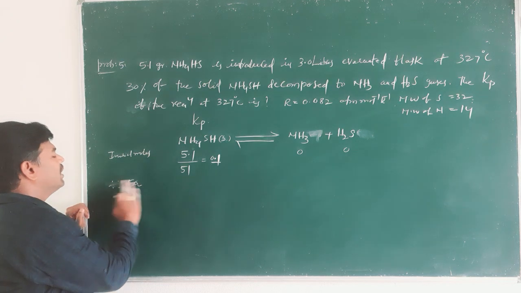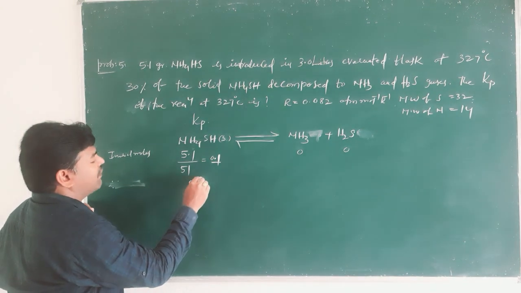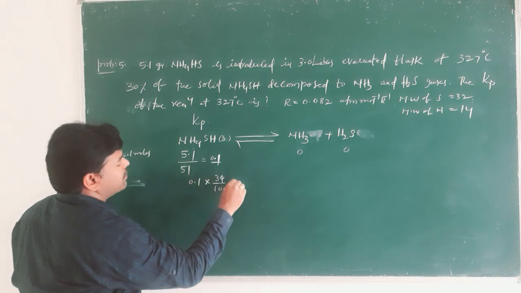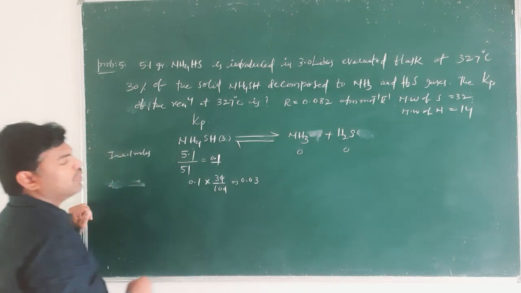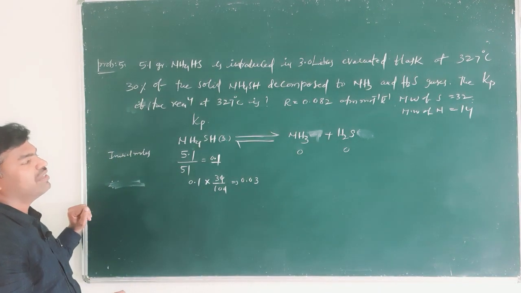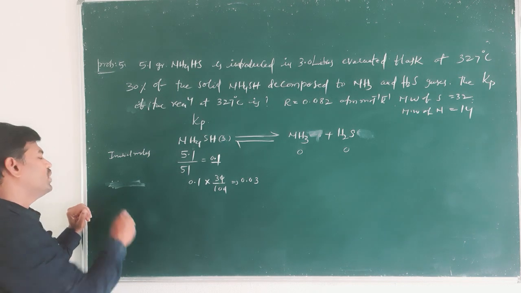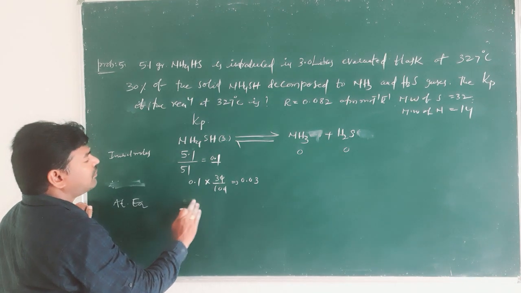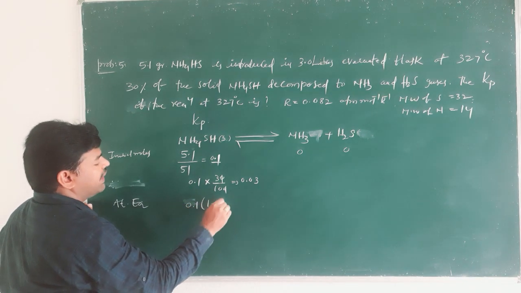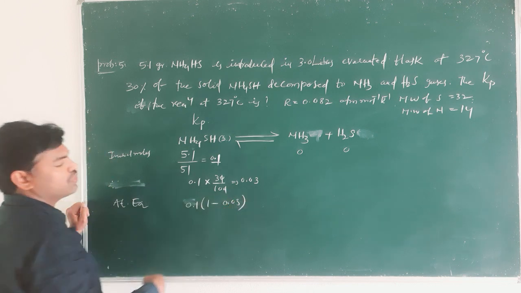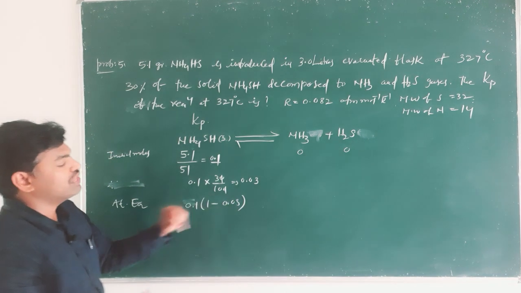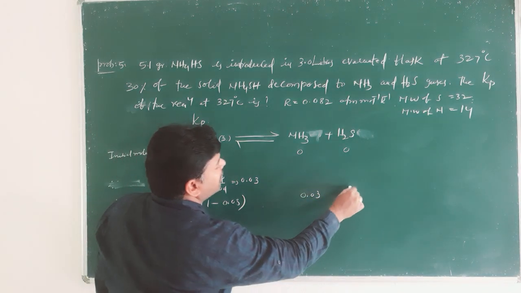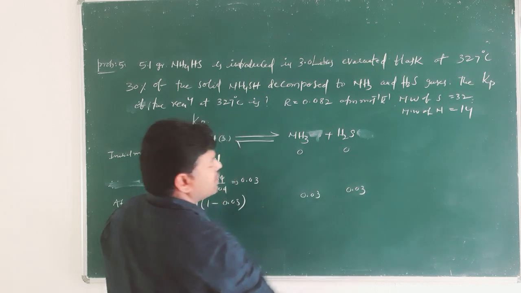So, at equilibrium, the percentage of dissociation is 30 by 100, that is 0.3, and 0.3 times 0.1 is 0.03. So, moles dissociated at equilibrium is 0.03. At equilibrium, 0.1 minus 0.03 moles dissociated. So, 0.03 moles of ammonia is formed and 0.03 moles of H2S is formed.